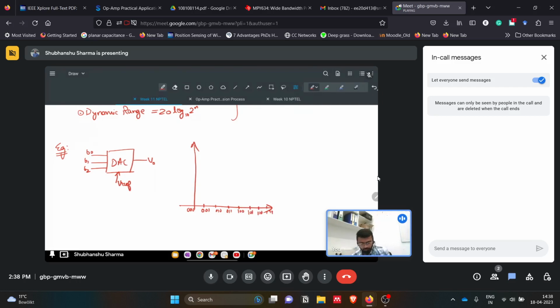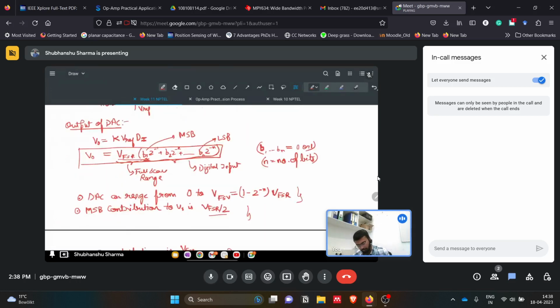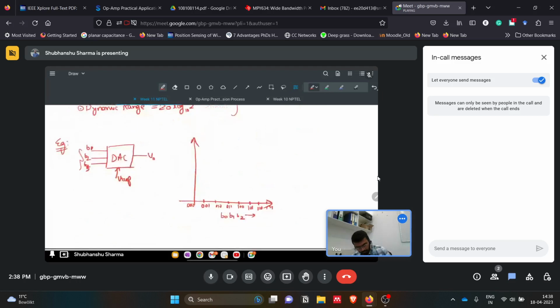So these are the inputs which we can get from these three bits: B0, B1, B2. Or we can write B1, B2, B3. Since we have written here starting from B1, we'll write from B1 here also, to avoid confusion: B1, B2, B3. Okay.